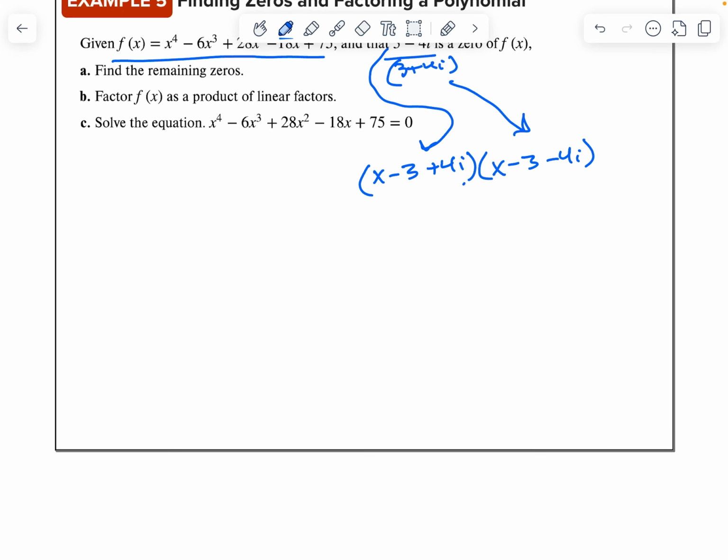That's where I made my mistake. So multiplying, I get x squared minus 3x. I'm multiplying x by everything first. Then I'll multiply the negative 3 by everything, and then the 4i by everything. All right, so x squared minus 3x minus 4ix. That's multiplying x by everything. Now multiply the negative 3 by everything. Would be minus 3x plus 9 plus 12i.